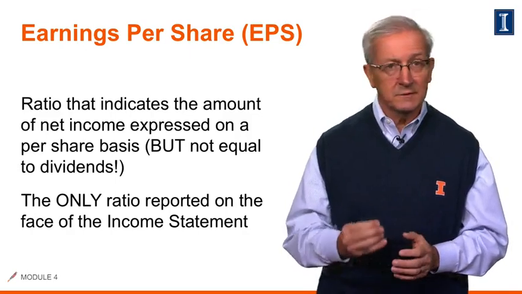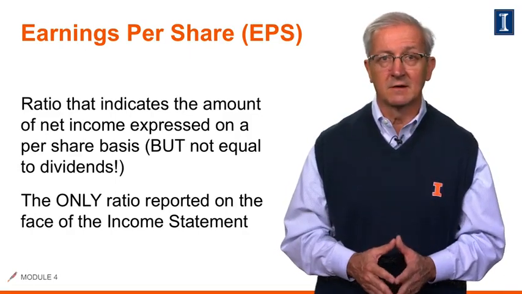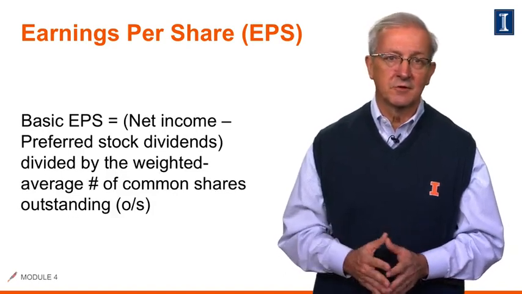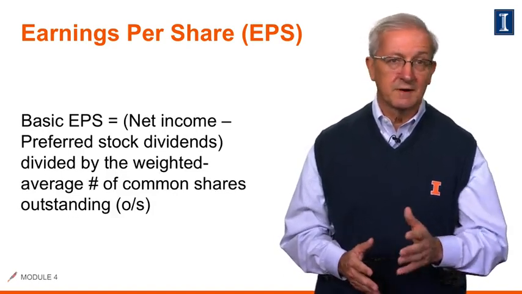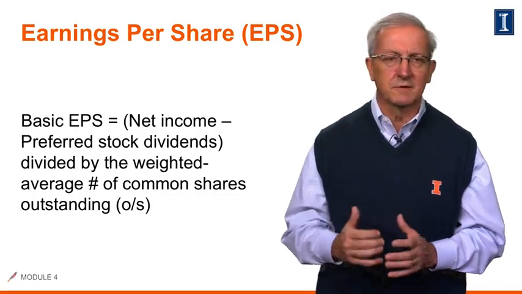The EPS is the only ratio presented on the face of the income statement, or actually any financial statement for that matter. There are two types of earnings per share calculations. First, we have primary earnings per share, which is most common, and then we have diluted earnings per share, which is a bit more confusing.